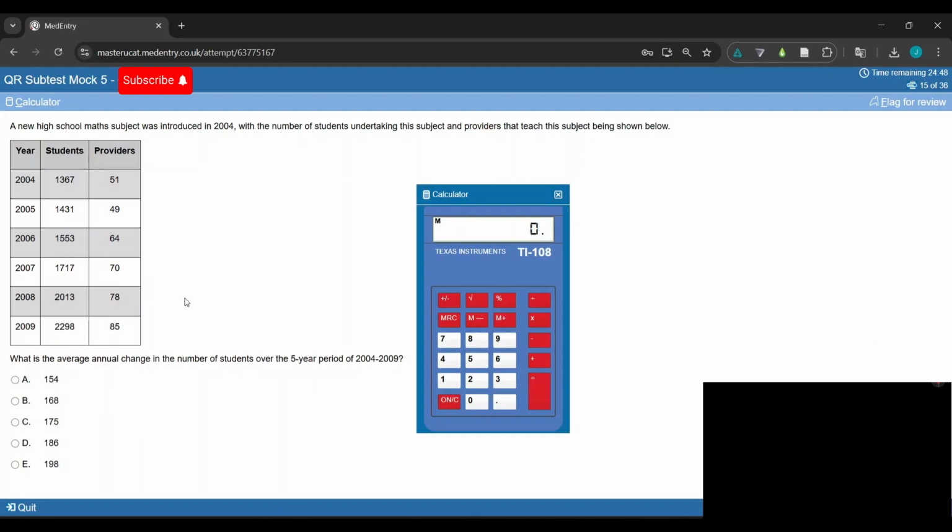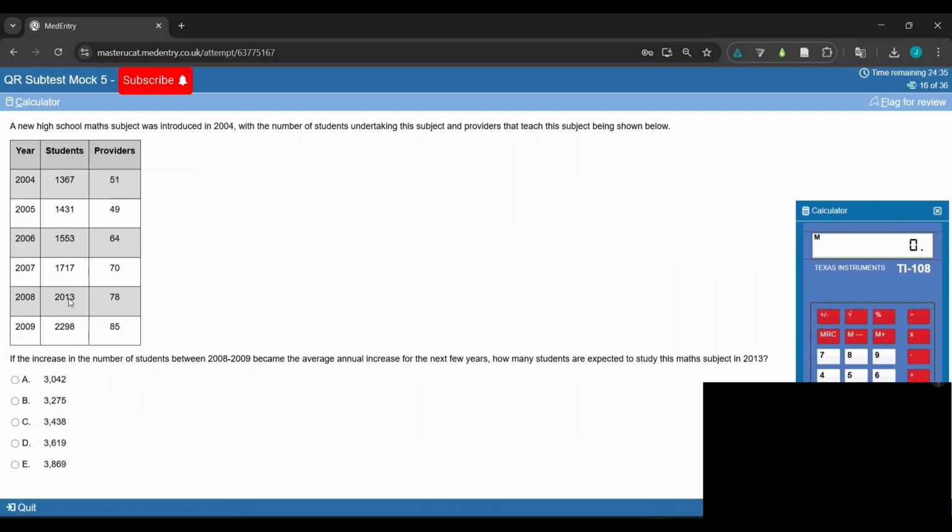What's the average annual change in the number of students over the 5-year period of 2004? Okay, so it's going to be 2298 subtract 1367, divide that by 5, 186.2. If the increase in the number of students between 2008 would continue, how many students would you expect to study this math subject in 2013? So 2298, subtract 2013, and then times this by, so 10, 11, 12, 13, times this by 4. 4 plus 2298 will be 3438.